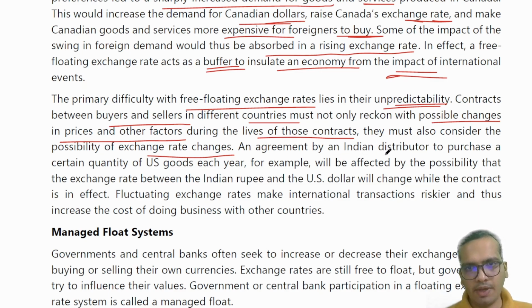An agreement by an Indian distributor to purchase a certain quantity of US dollar goods each year, for example, will be affected by the possibility that the exchange rate between the Indian rupee and the US dollar will change while the contract is in effect. Fluctuating exchange rates make international transactions riskier and increase the cost of doing business with other countries.